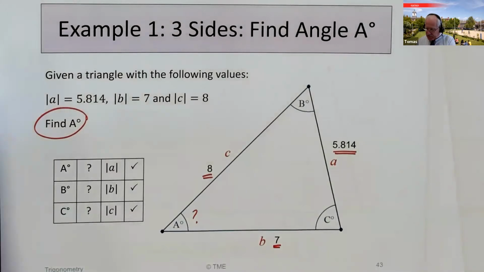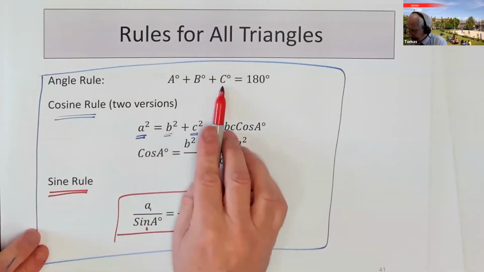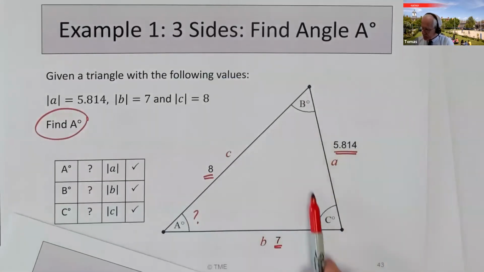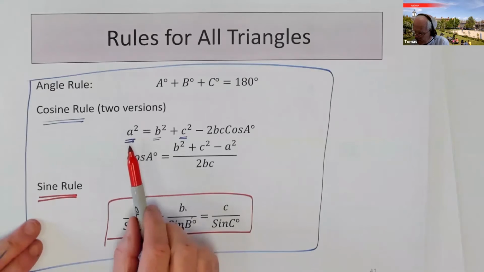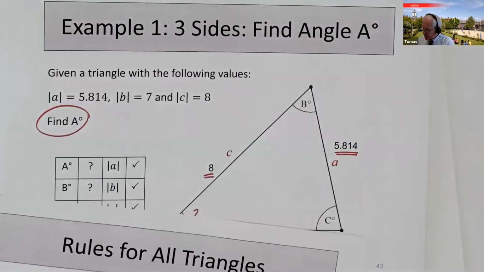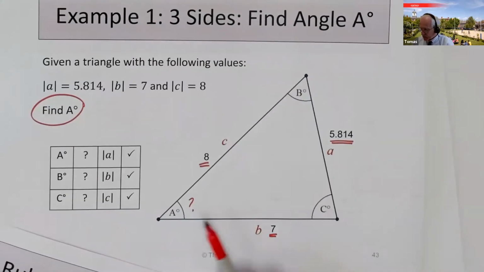So you go to your toolbox and you say, can I use the angle rule? A plus B plus C. I'd have to know two of the angles. I don't. Can I use the cosine rule? The side is equal to the two sides minus the cos. I'd have to know two of the sides. I do, but I'd have to know the angle A. I don't know the angle A.